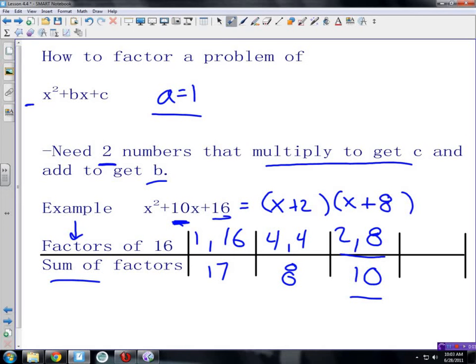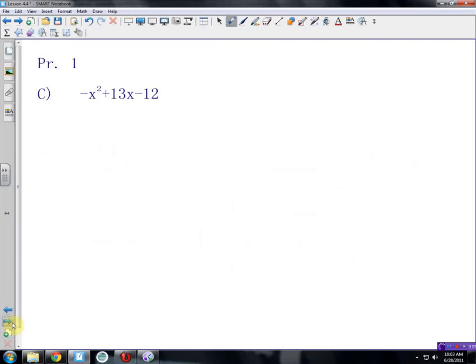Okay. So let's practice. This is problem 1, part C. Okay. So here we have negative x squared plus 13x minus 12. Now, you might see here right away, you might say, hey, a here is a negative 1. You said it had to be 1. Let's change this a little bit to make it a positive 1. So I'm going to take that negative sign and put it outside, which flips the signs of the other pieces in here.